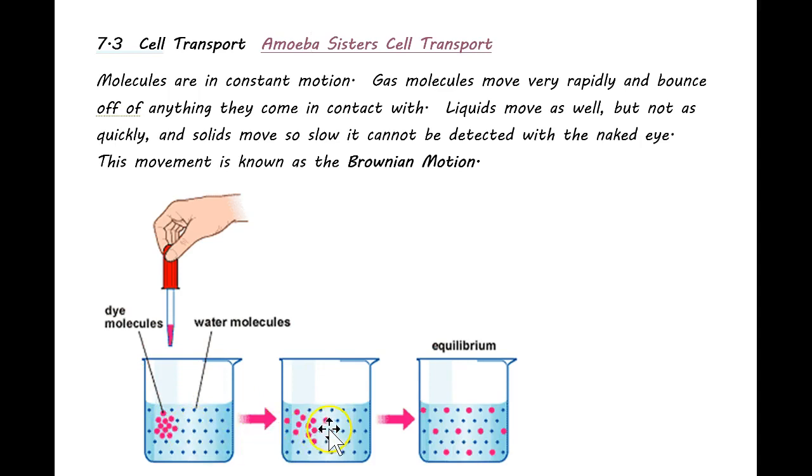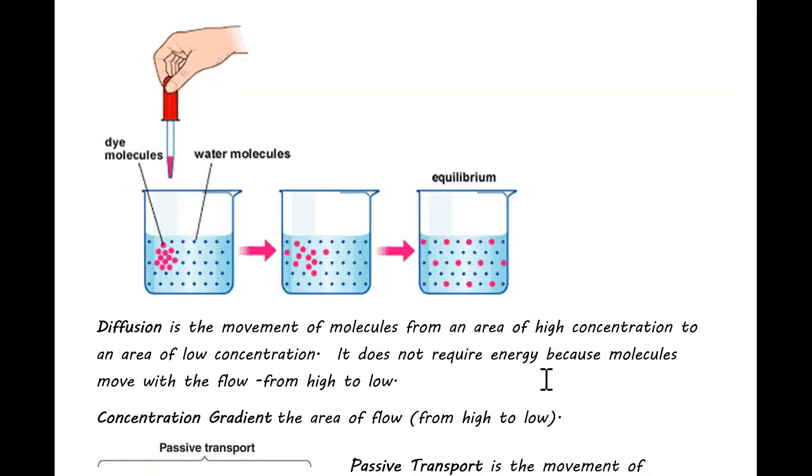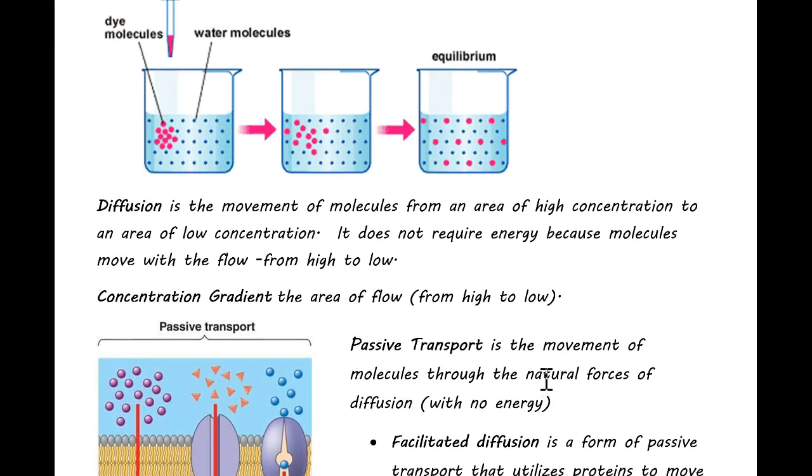And this movement from an area of high concentration right here to an area of low concentration, which this is the low area, this is the low area, is referred to as diffusion. So diffusion, again, let me define that for you. It's written here, is the movement of molecules from an area of high concentration to an area of low concentration.